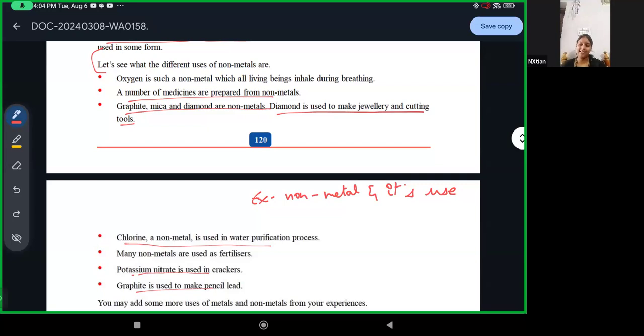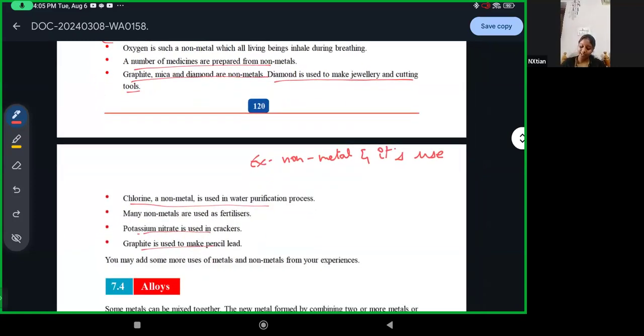Yes, Abraham, you wanted to add something? Want to give an example? You can give. Ma'am, plastic is used in toys, utensils, plates, and it's used mostly in every industry. Okay, so plastic is an example of metal or non-metal? Non-metal. Yes, non-metal. Okay, good.